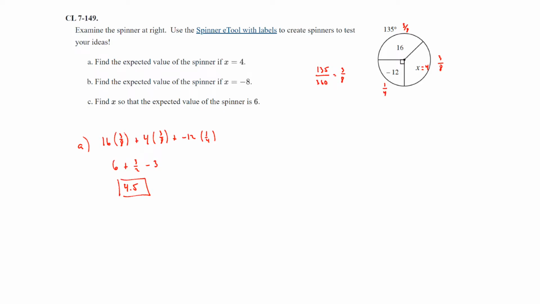Part B, now we want to change the x value here to a negative 8. Now let's see what happens. So changing it quite a bit in terms of the difference would be 12 values there.